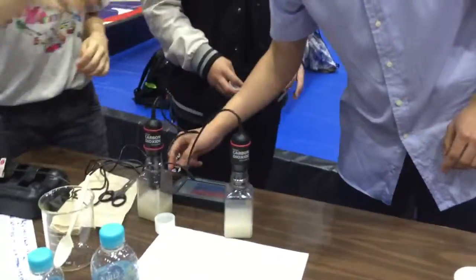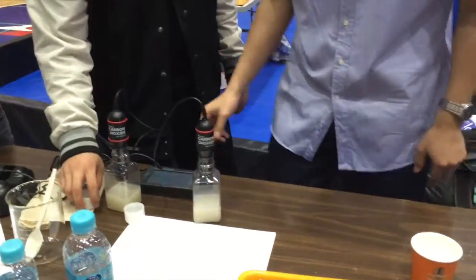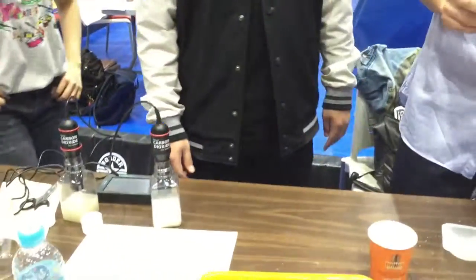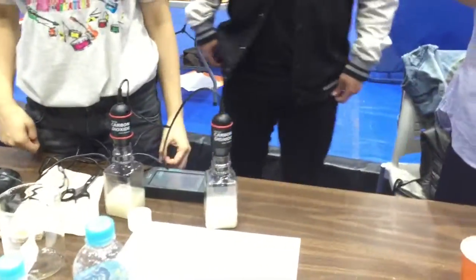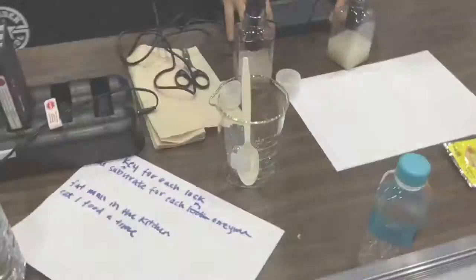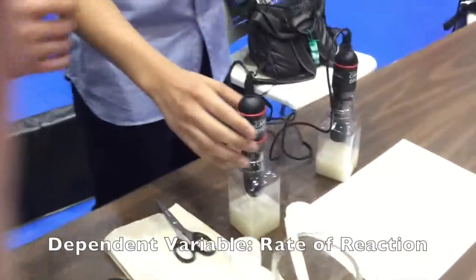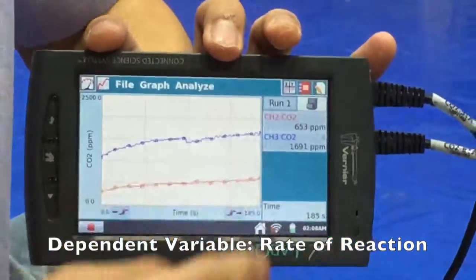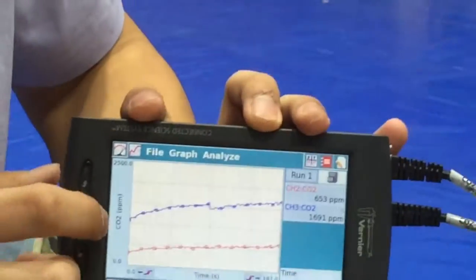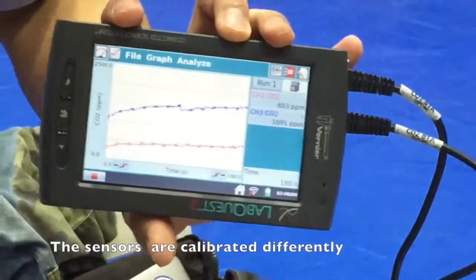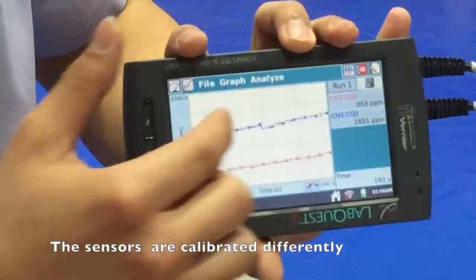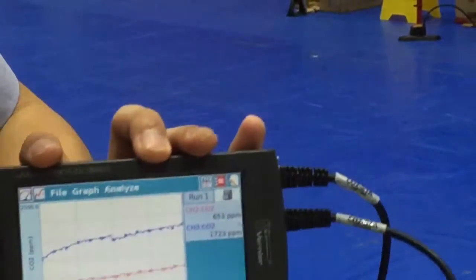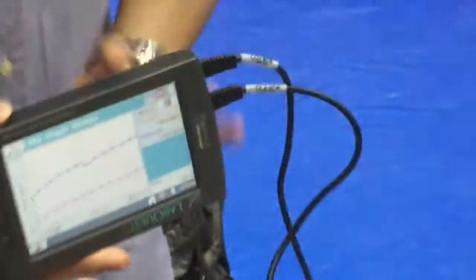Wait, so what's the thing we're changing here, guys? We're changing the sugar concentration. Yeah. So one, remember how we put 2 teaspoons, and one we put 4 teaspoons, right? If you look at it right here, we'll see one at the top and one at the bottom. The reason why this is at the top is that the sensors are sort of different. So they don't measure exactly, but if you see the trend of the graph, it's very similar, okay? And that's the end of the experiment.